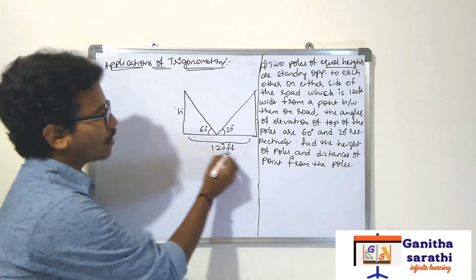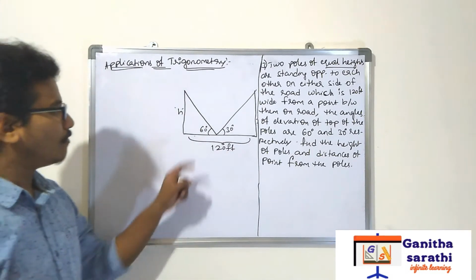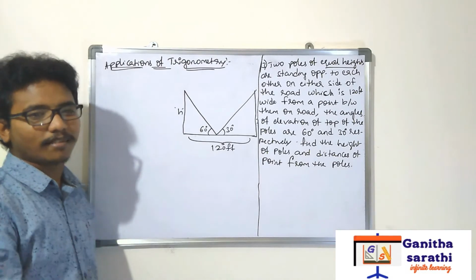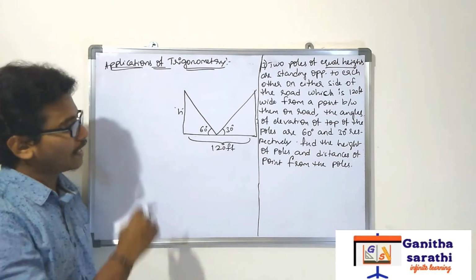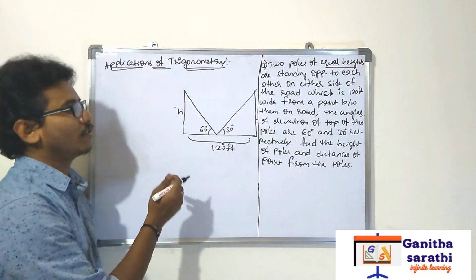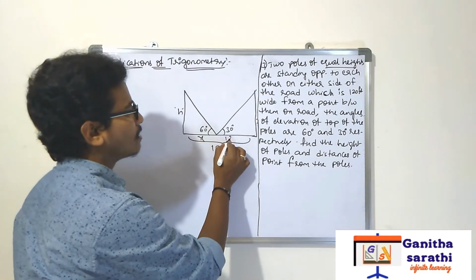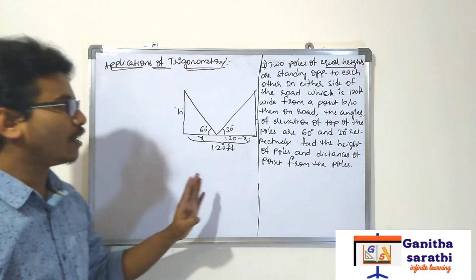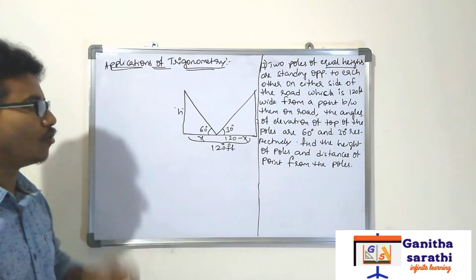So if this is 120 feet wide, all of you have one confusion: where we can take x and where we can take 120 minus x. Anywhere you can take, you will get the same answer. Understood? If this is x, this is 120 minus x. Anywhere you can take, the answer will not change.